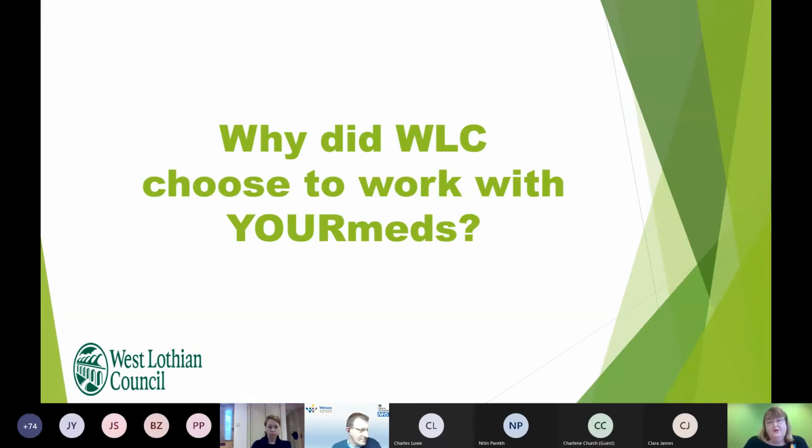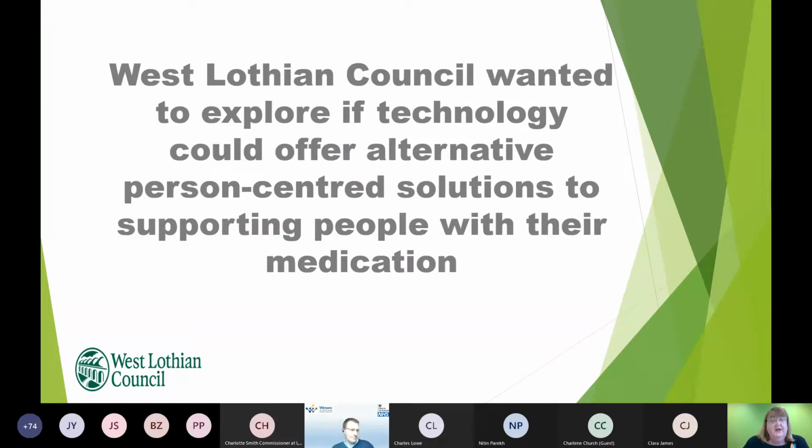So why did West Lothian choose to work with YOURmeds? That's the question. The West Lothian Council wanted to explore if technology could offer alternative person-centred solutions to supporting people with their medication. We currently have for several years now used telephone prompts through our lifeline, but we wanted to see whether there was new technology out there that could enhance the client's experience and make it more person-centred. Next slide, please.